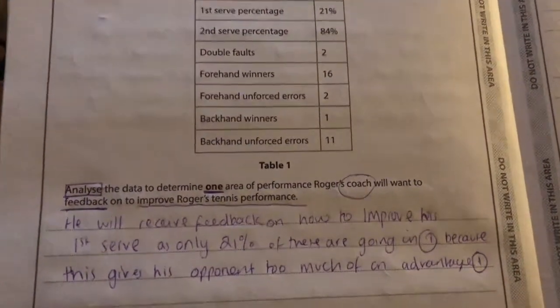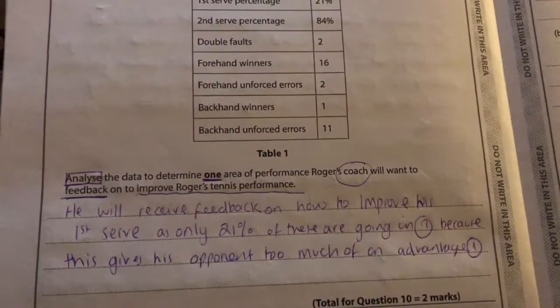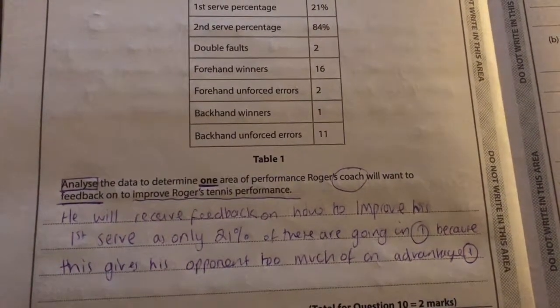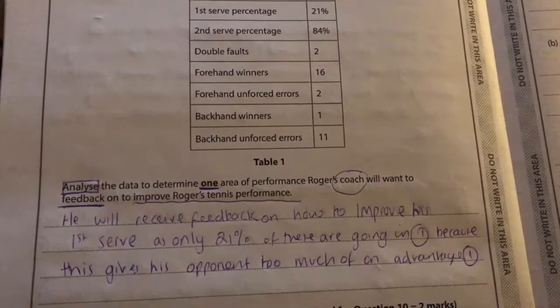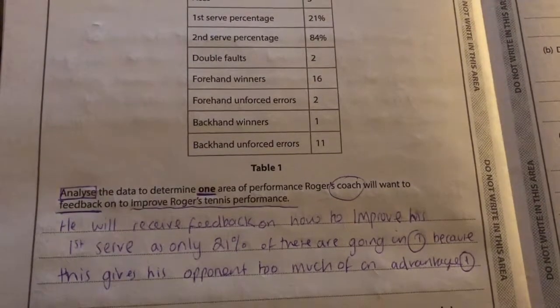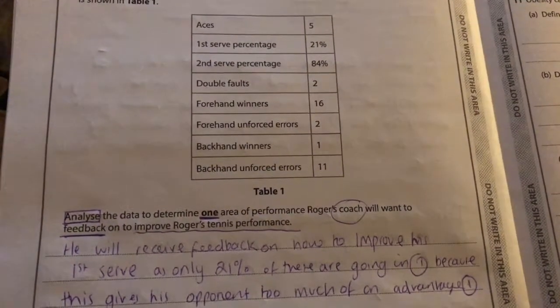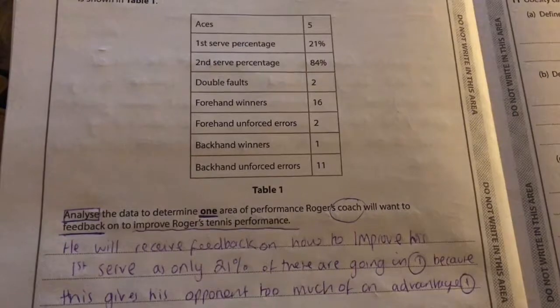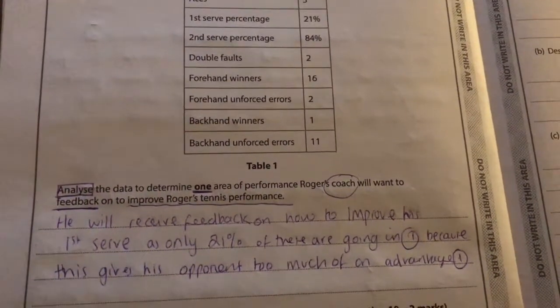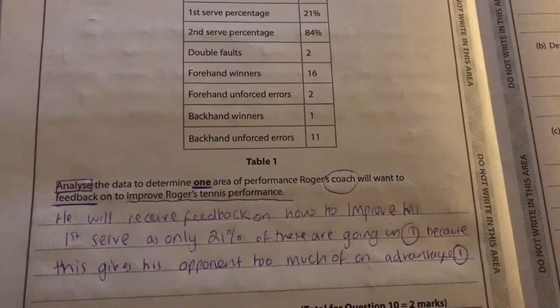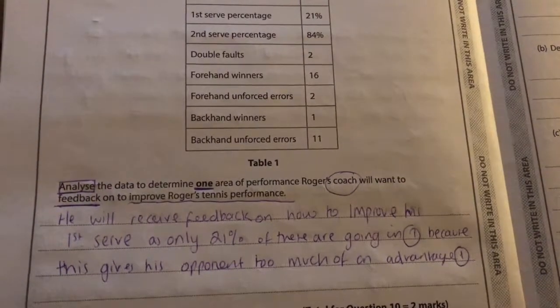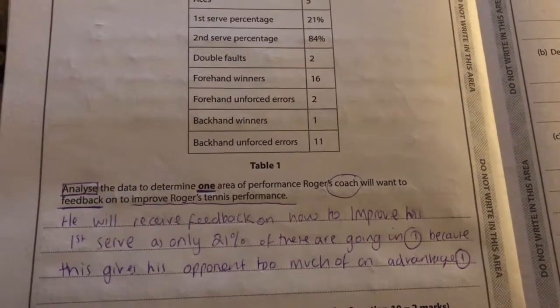So how we word that then is like this. Number 1, to get that first mark, he will receive feedback on how to improve his first serve, as only 21% of these are going in. All we've done is state what we've seen there, 21% of the first serves are going in. Because our connective, without it we don't access our second mark, this gives his opponent too much of an advantage.